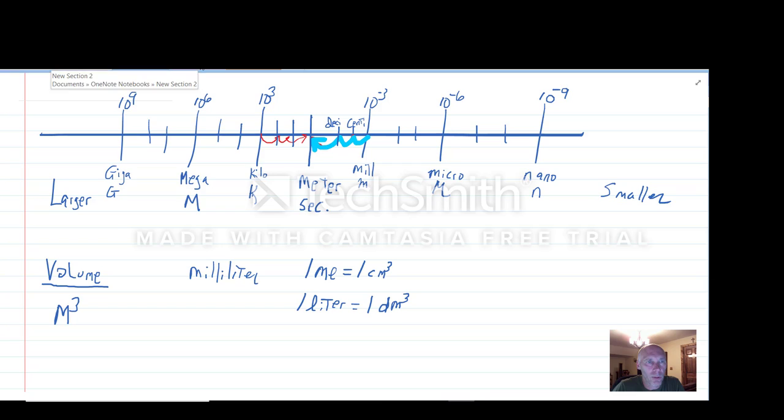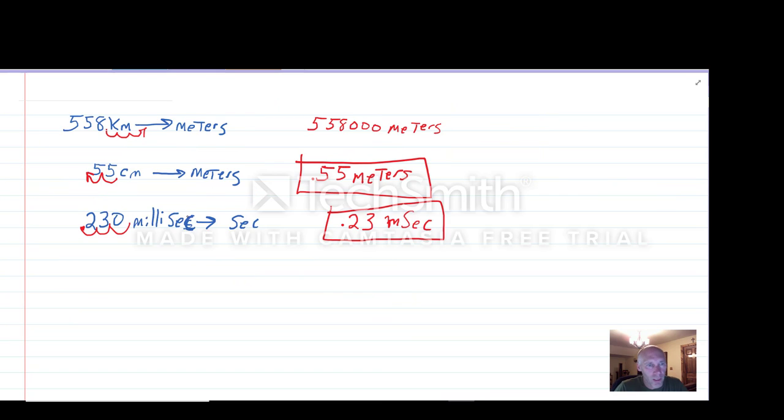One side note I do want to add here, a word of caution. When you're dealing with volume in particular, let's say we have something like this. Let's say we have 850,000 cubic centimeters. And I want to convert that to cubic meters.